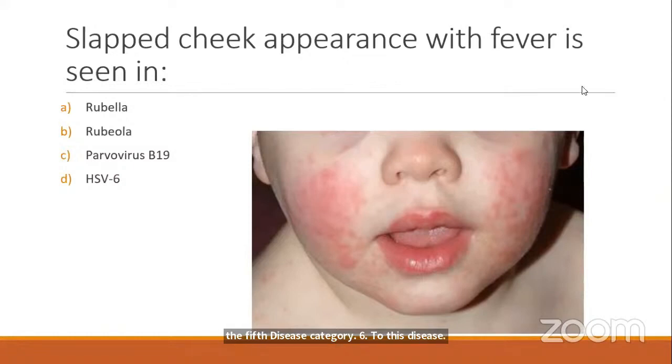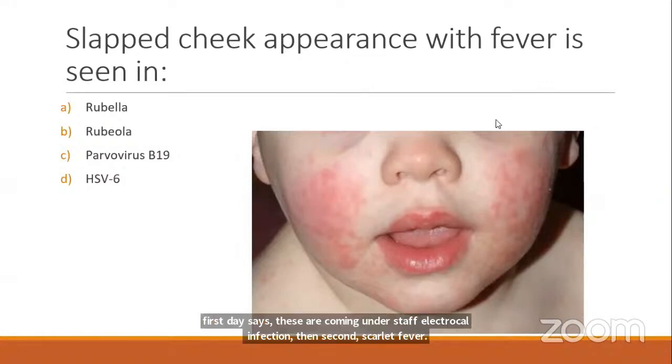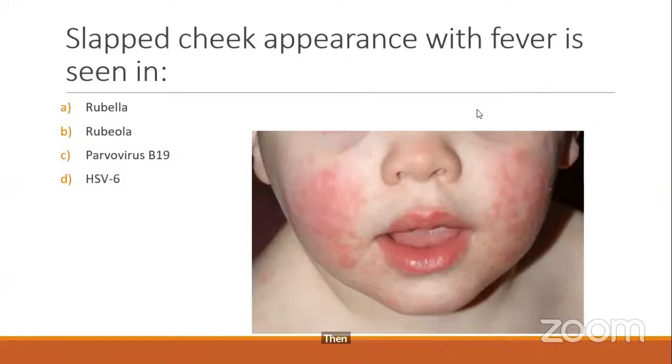Okay. So usually first disease, these all come under staphylococcal infection, then second is scarlet fever, then third disease, usually there are some sort of confusions. It comes under streptococcal infections, etc. So you have to learn the days of diseases and the corresponding diseases. So try to learn about that.